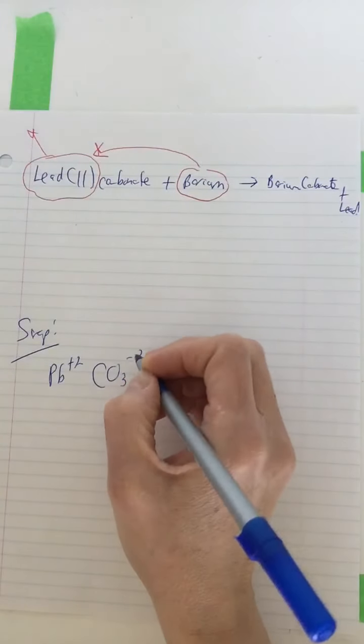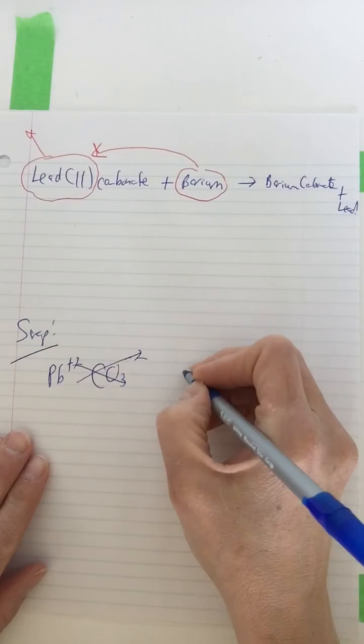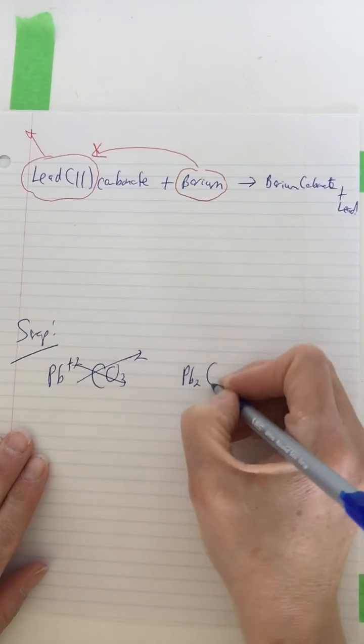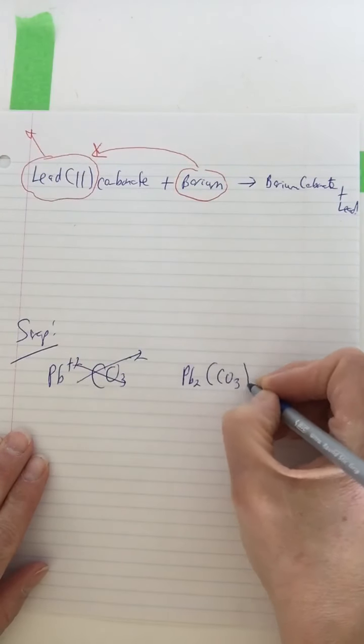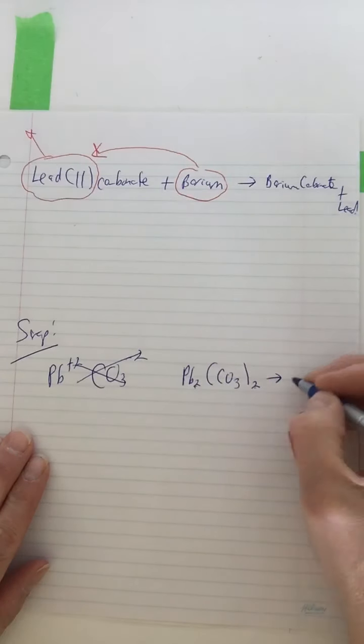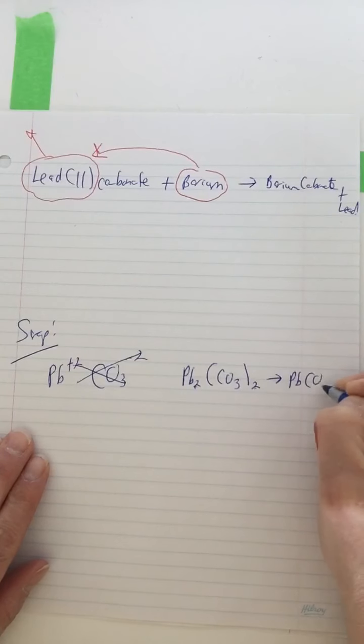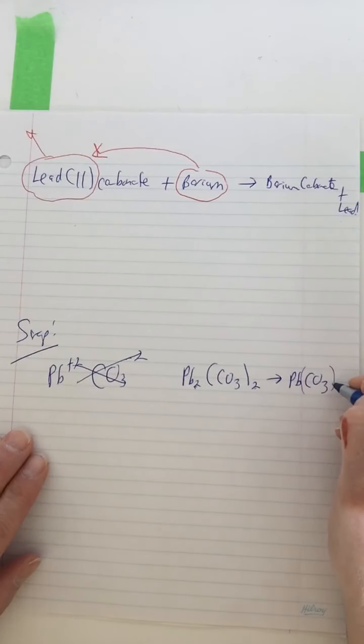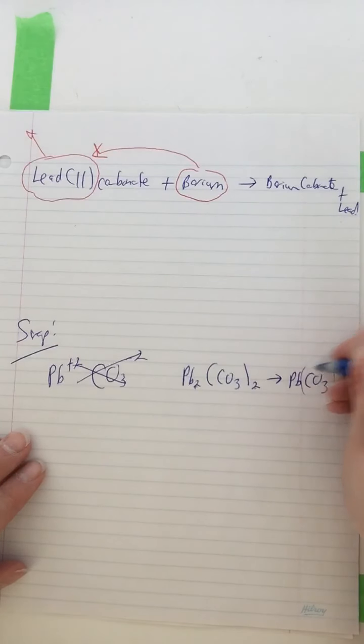So when we crisscross lead carbonate, we got Pb2, open the bracket, CO3, close the bracket 2. Which really reduces down, because there's 2 of each of them, to PbCO3. You can leave the bracket on. It's not perfect when you go on to grade 12 chem. You don't need the brackets, okay? But this is what lead 2 carbonate looks like.